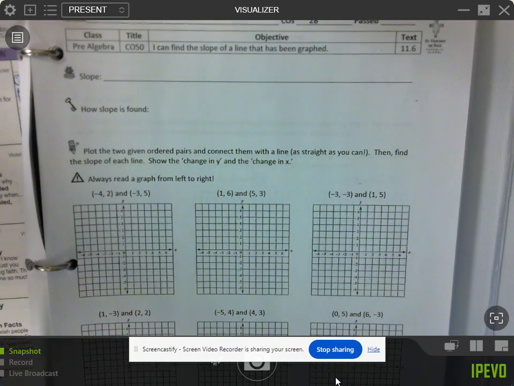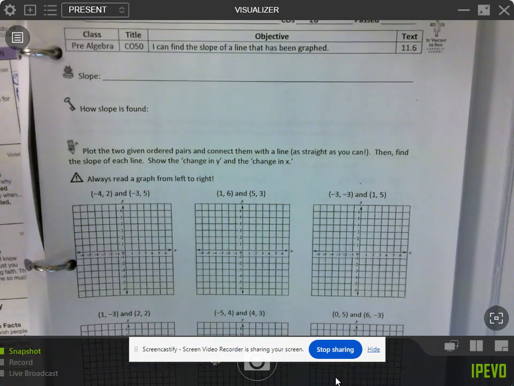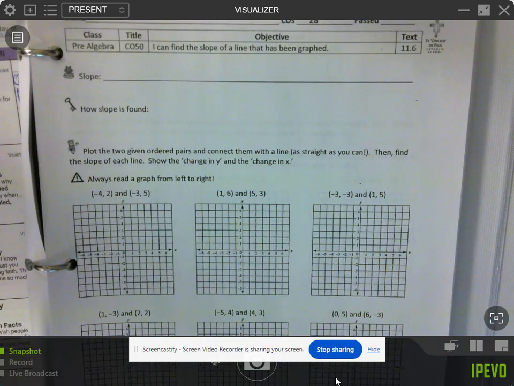Afternoon. Today we are continuing working on those graphs. And what we're working on today is CO50. I can find the slope of a line that has been graphed. Anybody have an idea of what a slope is?